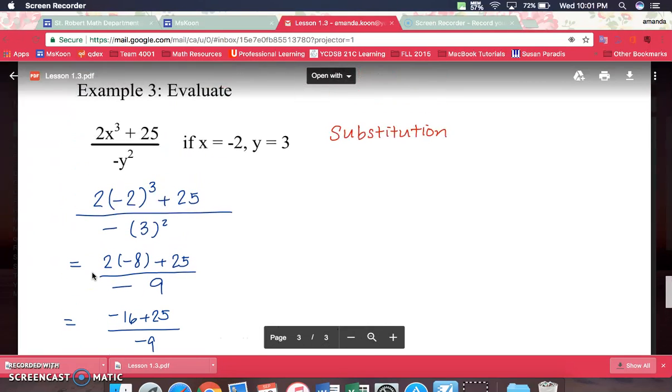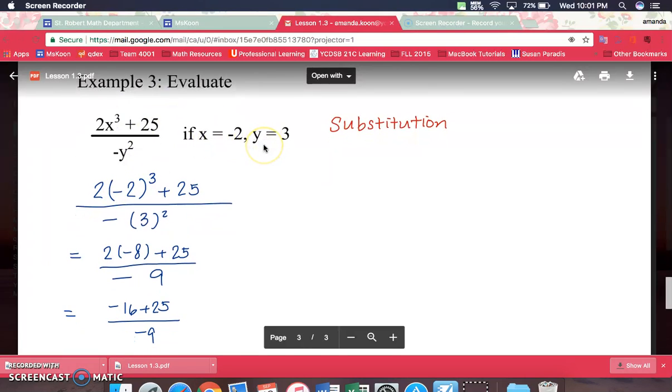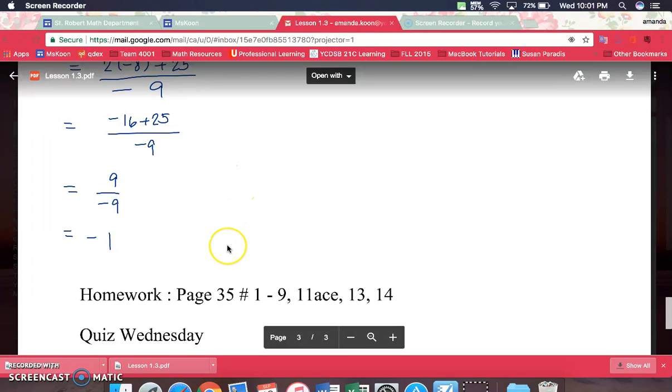And here you have simplified this expression if x is negative 2 and y is 3. So you can work on your homework on page 35 for the rest of the time.